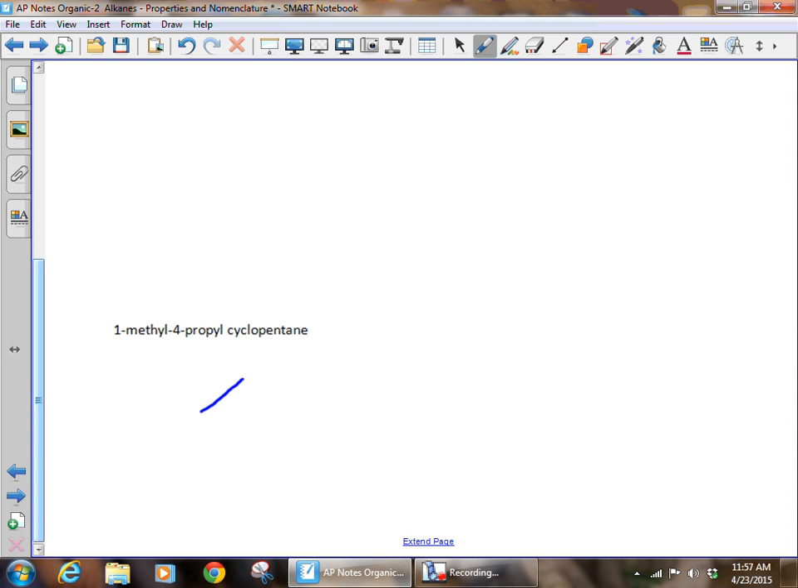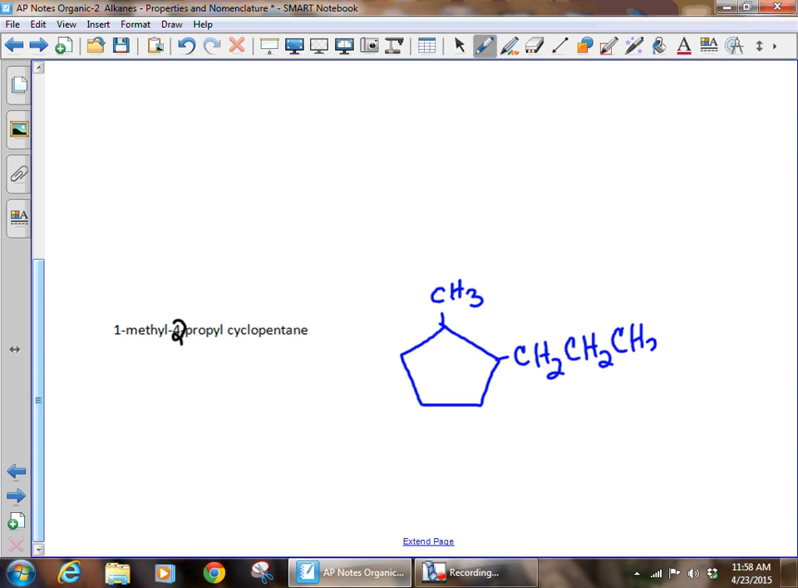So cyclopentane, let's do it off to the side so I'll have room for those branches. Cyclopentane is going to look like this. And actually, this one is named wrong. This should be 1-methyl-2-propylcyclopentane, not 4. CH3 for the methyl group, and propyl, remember, is 3 carbons. So it's going to look like this. So there's that structure.